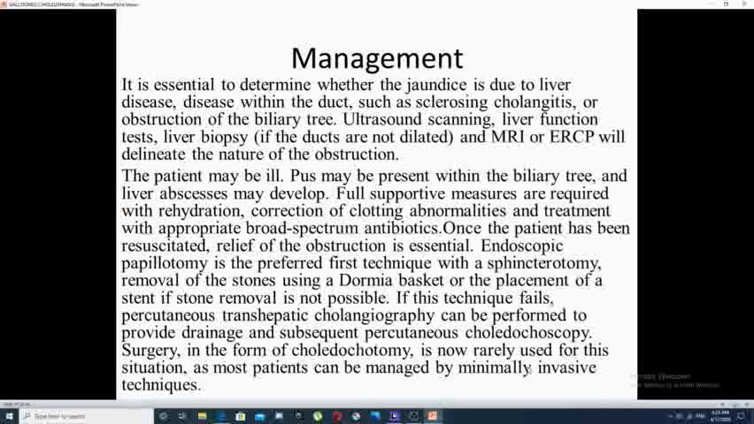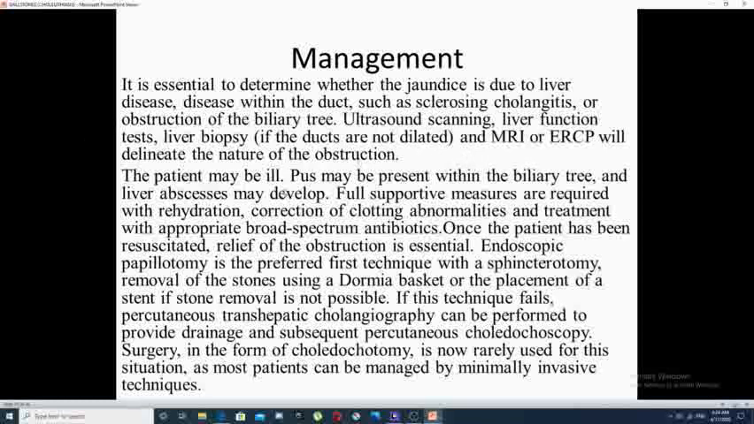Management of the common bile duct stone. It is essential to determine whether the jaundice is due to a liver disease or diseases within the common bile duct, like sclerosing cholangitis, or obstruction of the biliary tree. This can be clarified by ultrasound scan, liver function test, liver biopsy, MRI, or ERCP, which may delineate the nature of obstruction.